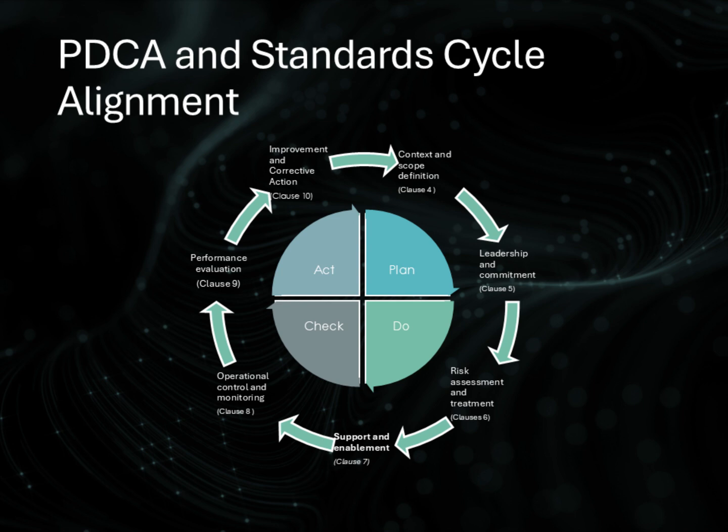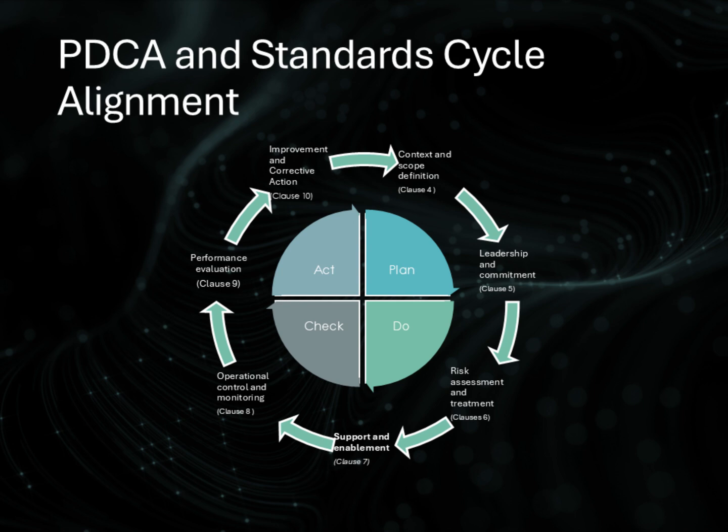To understand how these standards work in practice, it's important to look at the PDCA cycle: plan, do, check, act. This cycle sits at the core of all modern ISO management system standards and provides a continuous improvement model. We start with plan, which includes understanding the organization and defining the scope in Clause 4, establishing leadership and direction in Clause 5, and identifying and treating risks in Clause 6.